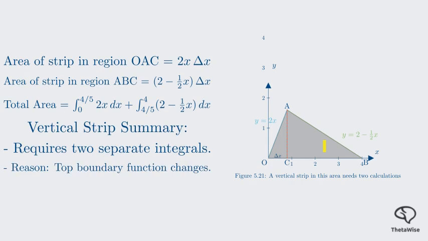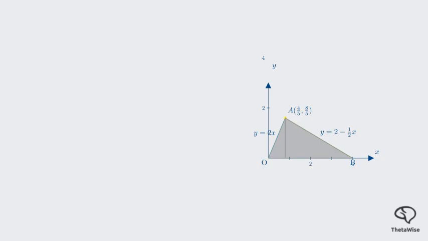When you see a vertical strip cross a point where the top function changes, you should consider using horizontal strips instead. We just saw that a vertical strip for this area requires two separate integrals. Now let's try using a horizontal strip. Remember, a horizontal strip means we will integrate with respect to y. Figure 5.22 shows the same triangular area, but with a horizontal strip. Let's see how this one behaves. Consider a horizontal strip of height dy somewhere in the shaded region.